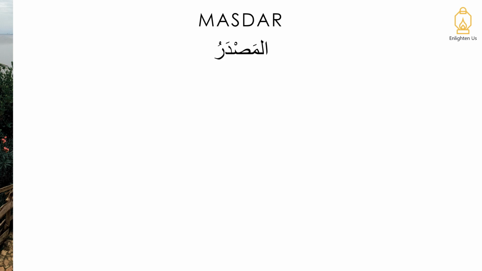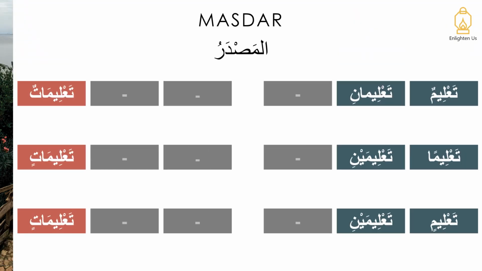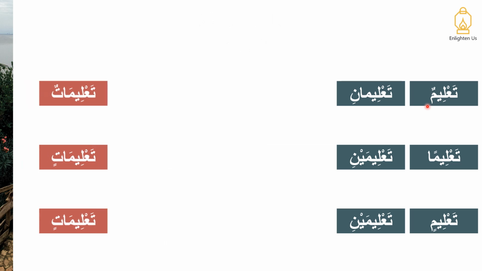Now let's have a look at the masdar. The word that we're expanding on is ta'lim, ta'limun. One of the things to note with the masdar is that to pluralize, we have to use the feminine plural. So when expanding on the masdar, you have a smaller set of words: ta'limun, ta'liman, ta'limin, ta'limani, ta'limaini, ta'limatun, ta'limatin.